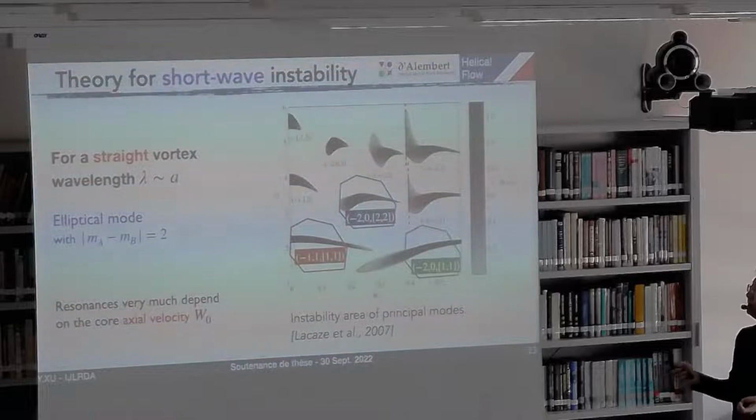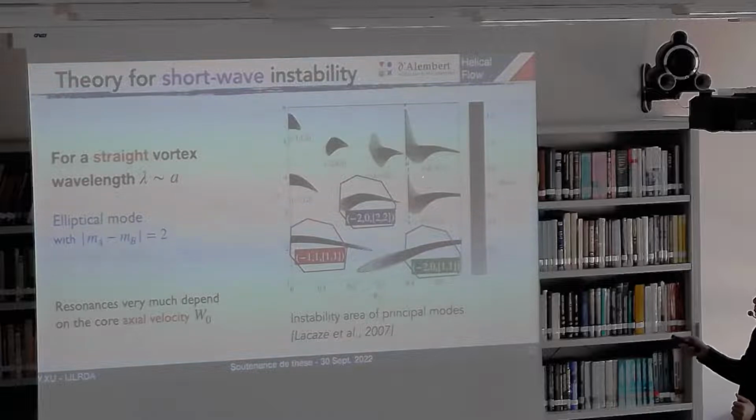The theory for the short wave instability was done very early by Lagasse in 2007 for a straight vortex, just as a reminder, where the difference of the dominant mode equals 2. In this figure, on the y-axis we have the dimensionless wavelength. On the x-axis is the strength of axial velocity, and the dark and white parts indicate the strength of unstable modes. If it's darker, it means it has a higher growth rate. This mode, as predicted, depends very much on the core axial velocity W0, as you can understand from the different slicing of the unstable modes here for different axial velocity.